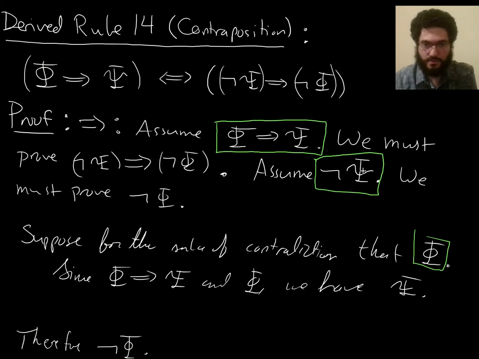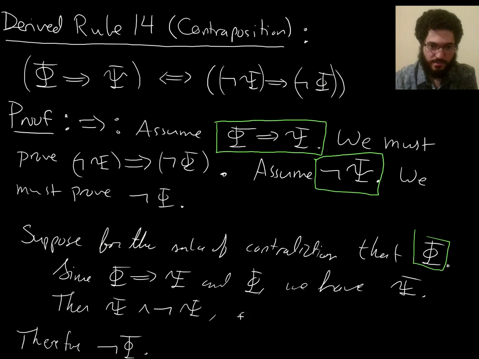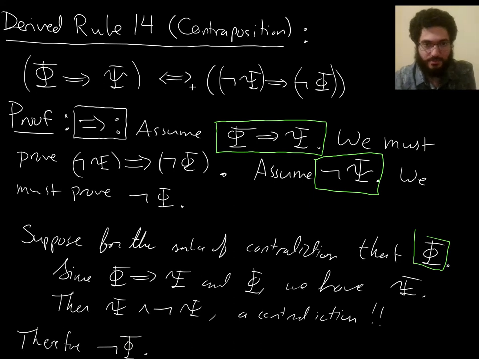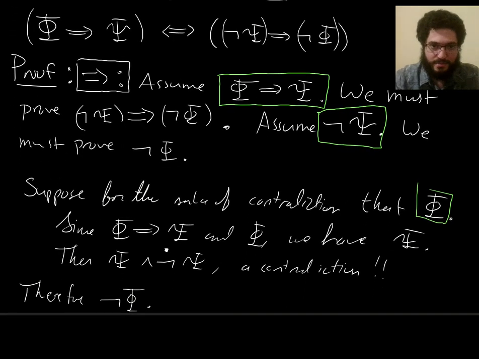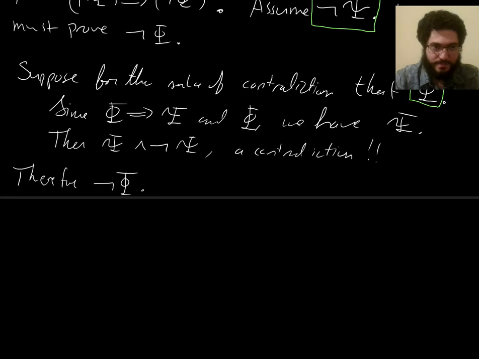And look, we have a contradiction. Now we have psi, and we already had not psi. Then psi and not psi, a contradiction. And so that completes the proof of this half of the overall proof. So we've completed the proof of one of the 2 arrows contained in this double arrow statement. Let's work on the other arrow now.